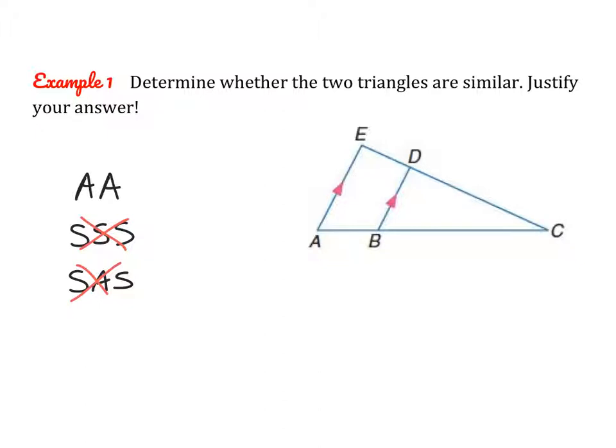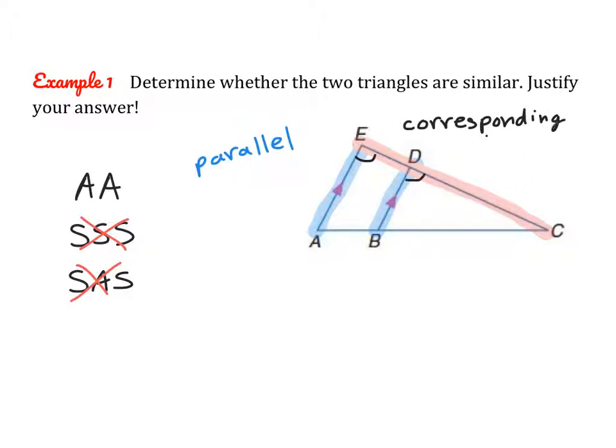Now I'm going to see if there's any way I can use angle-angle. What you might notice is that we have these two lines with the little arrows on them, so hopefully we remember that that means that the lines are parallel. Here we have two parallel lines cut by a transversal, and we can look for some angle relationships. We actually know that this angle is congruent to this angle because they are corresponding angles, which are congruent when we have two parallel lines.